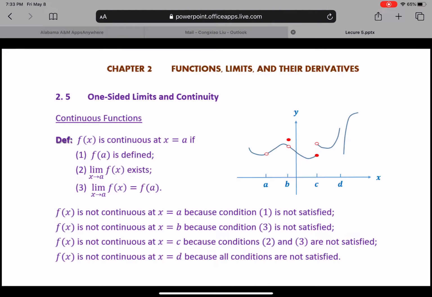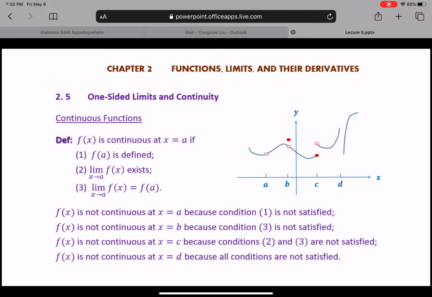Condition 1, f of a is defined. Condition 2, the limit of f(x) as x approaches a exists. And condition 3, the limit of f(x) as x approaches a is equal to f of a. Okay, we're going to look at an example to illustrate this definition.